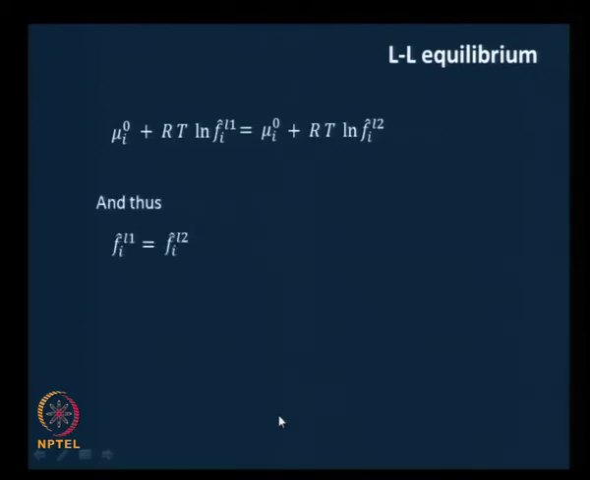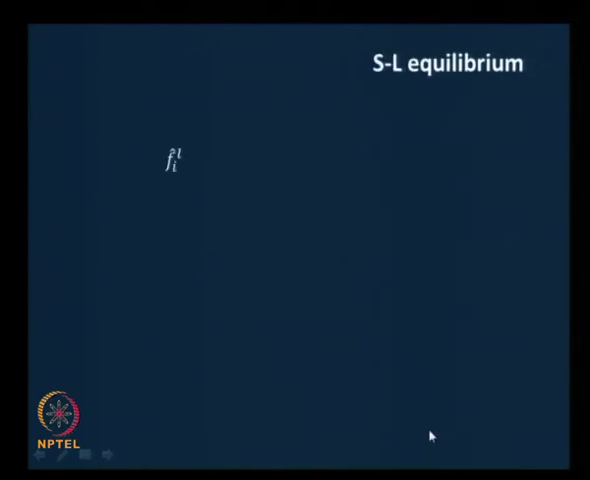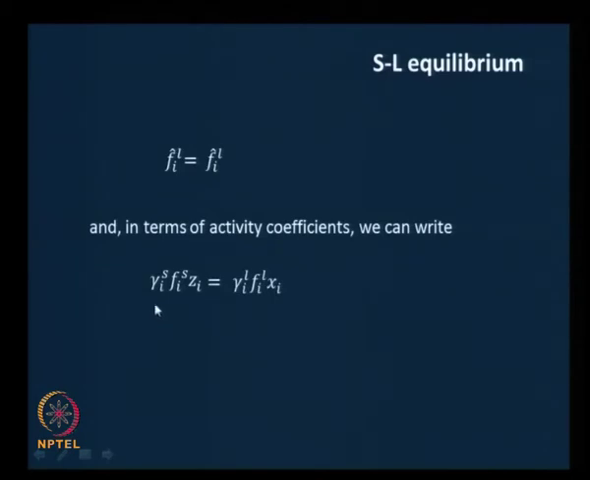For liquid liquid equilibrium such a relationship is as follows: gamma_i in the L1 phase, f_i L1, x_i L1 must equal gamma_i, the same i, in the L2 phase, f_i L2 and x_i L2. And similarly in the solid liquid equilibrium, again from the basic condition that the fugacities must be equal, we get gamma_i of the solid phase, f_i solid, z_i, the mole fraction in the solid phase, must equal gamma_i in the liquid phase, f_i in the liquid phase and the mole fraction in the liquid phase.